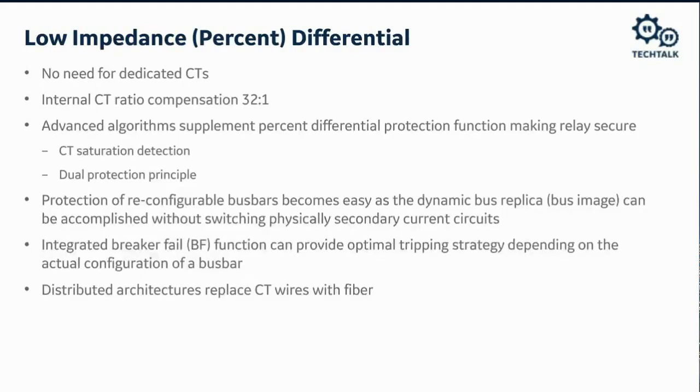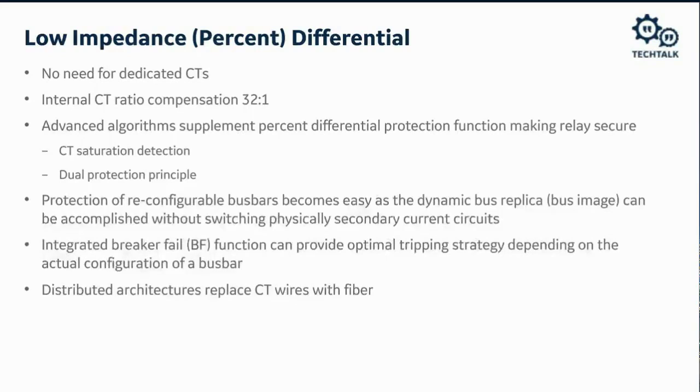With the low impedance scheme, since all the CTs are coming individually into the relay, all we need is the isolator position to come into the relay, and based on the status of that isolator position, we can switch that breaker from zone 1 to zone 2. So it allows us to have a lot of flexibility in terms of reconfiguration of bus bars.